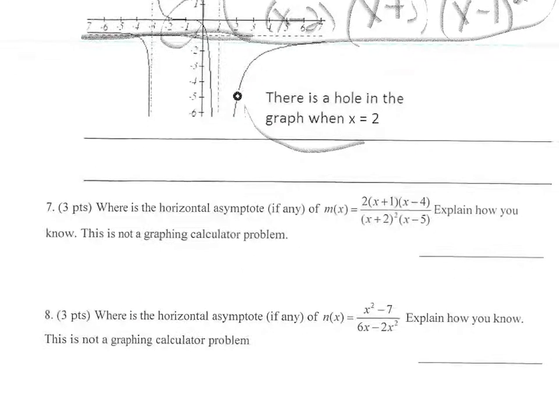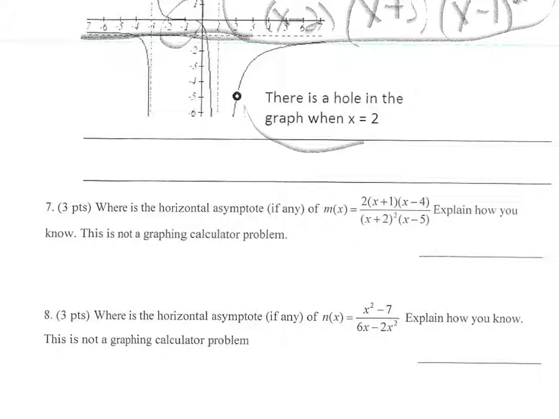Okay, so this function here, I see an x cubed in the bottom, I see an x squared on the top. That tells me it's a bottom-heavy rational function. The denominator is going to grow faster than the numerator. The horizontal asymptote is the line y equals 0.